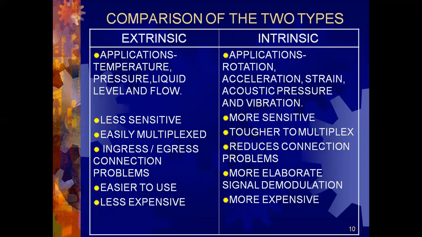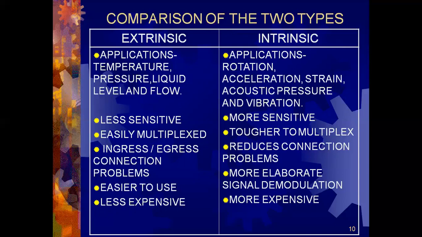Now, what about the comparison of these two sensors? Extrinsic sensor applications are temperature, pressure, liquid level, and flow control. In intrinsic sensors, rotation, acceleration, strain, acoustic pressure, and vibration are measured. The extrinsic is less sensitive; here it is more sensitive. Then multiplexing, ingress and egress connections, connection problems, ease of use, signal demodulation, and cost are compared. So these are the differences between these two types of optical sensors.